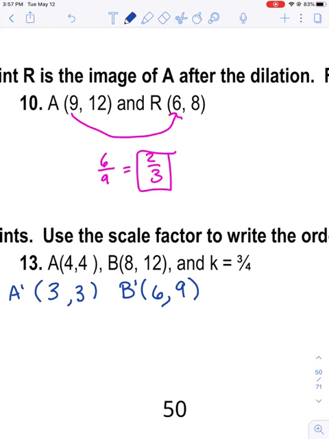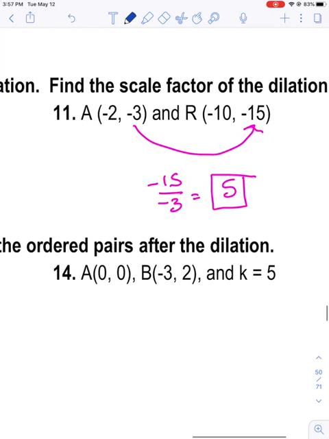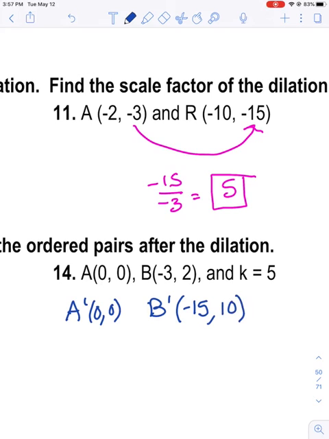All right. And the last one, A prime looks like it's going to be easy because it's zeros, so those will stay zeros. Multiplying 0 by anything keeps it at 0. And then -3 times 5 is -15. 2 times 5 is 10.